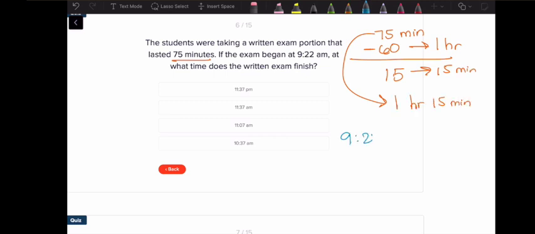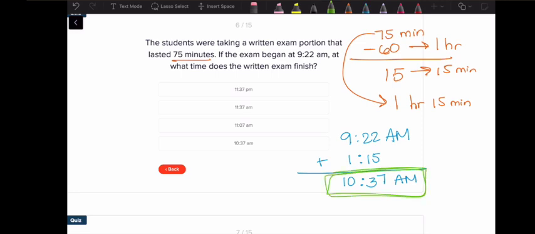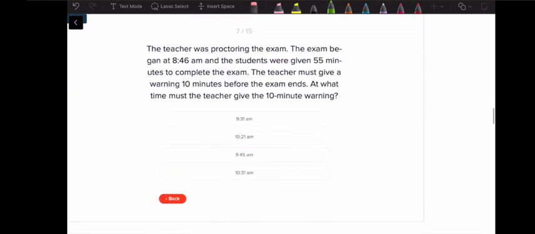So we started the test at 9:22 a.m. We have to add to that 1 hour and 15 minutes. So here I'm going to have 2 plus 5 is going to give me 7, 2 plus 1 is 3, and this is going to give me 10. So this written portion of this test should be done by 10:37 a.m. You can also find the answer using your timeline, jumping 1 hour and then adding an extra 15 minutes to 9:22. You would still get the same answer.